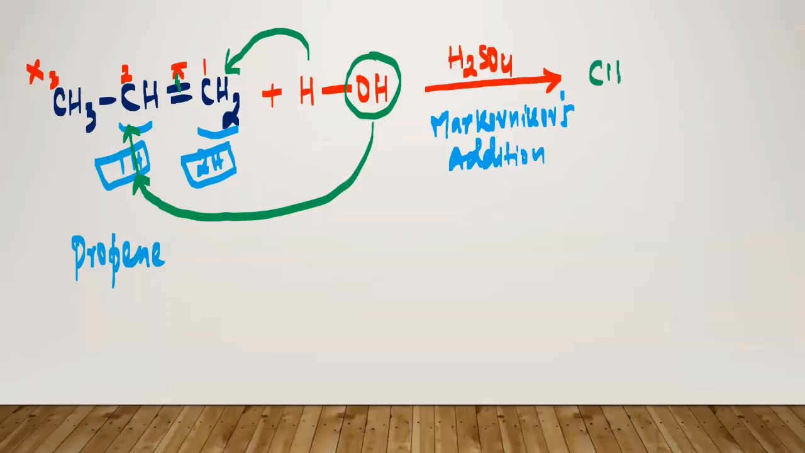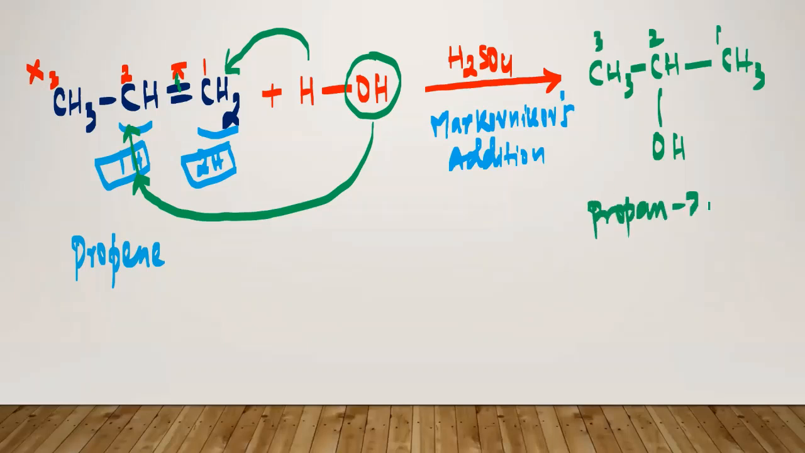We'll be having here CH3, CH. You have broken the pi bond, so right here a single bond, and CH2 and H will become CH3, and finally you have here the OH group. So OH has gone to that carbon which has less number of hydrogen atoms. So obviously we will have here 1, 2, and 3. We are getting here propan-2-ol, my dear friends. So that is the product, and that is Markovnikov's addition.